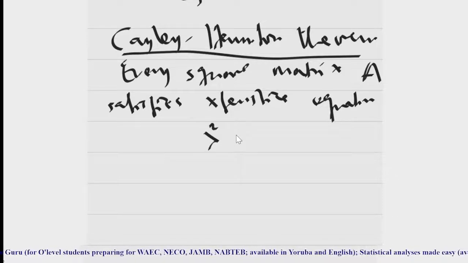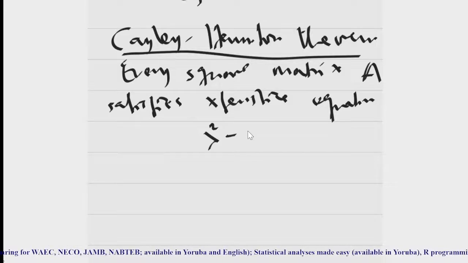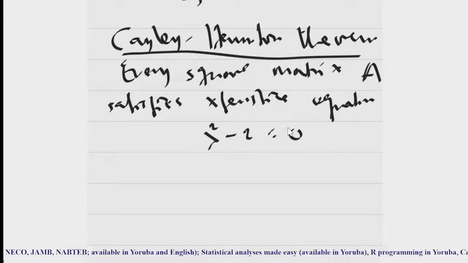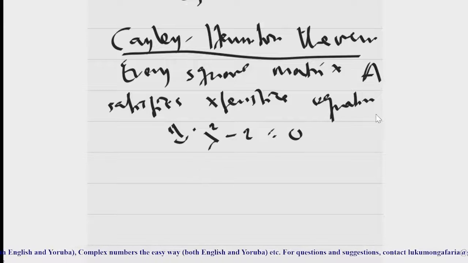I'm going to explain in the follow-up example. Maybe you have something of this nature, let's say lambda square minus 2 is equal to 0. What the Cayley-Hamilton theorem is saying is that every square matrix A, irrespective of the elements you have there, so far as it is a square matrix, satisfies this characteristic equation. That is, when you substitute the value of A that gives rise to this characteristic equation, then you are going to have 0.